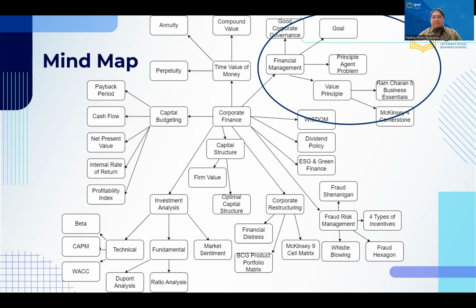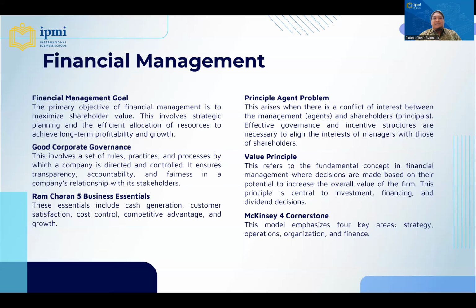The first part that I'm going to talk about is the financial management branch from corporate finance. Financial management is mainly used in the company or corporate world or within our own life with the primary objective of maximizing shareholder value. Value here is the main word that we need to focus on. This involves strategic planning and the efficient allocation of resources to achieve long-term profitability and growth.